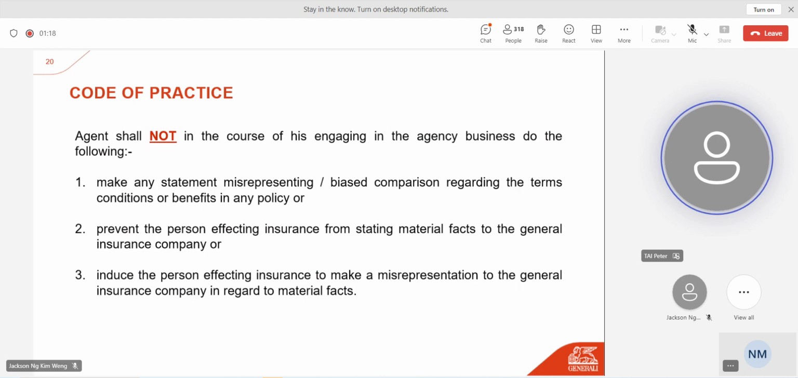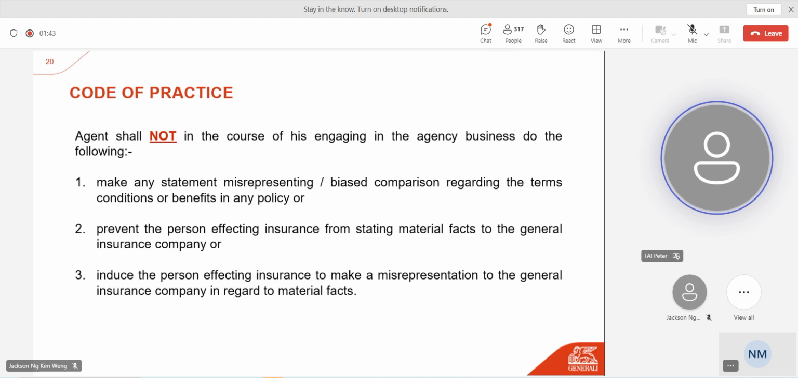However, if you have a customer with an underlying illness of asthma, and yet he still wants to go there, then in this kind of situation the material fact is that this particular person has asthma. So you must state this in the policy, in the proposal form, so that the underwriter can be aware of this.